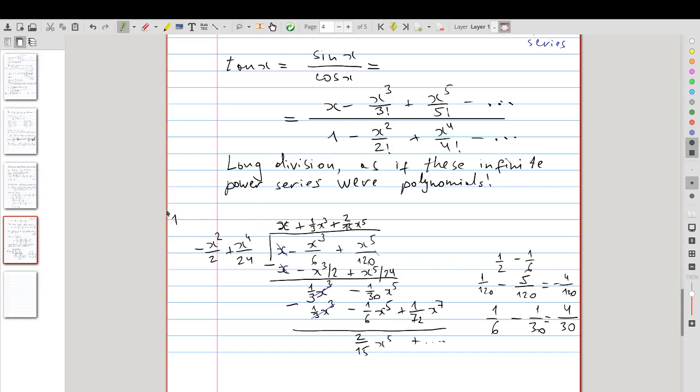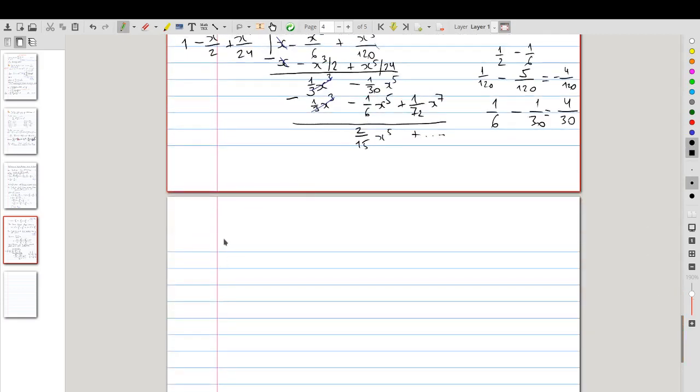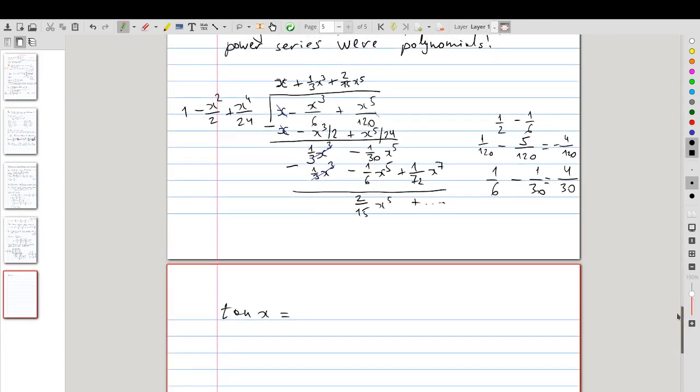Okay, so the answer then is this expression over here. These are the 3 lowest order terms in tangent. So let us write the answer down. We have that tangent x is equal to x plus x cubed over 3 plus 2 15th x to the 5th plus some other terms. And so here it is.